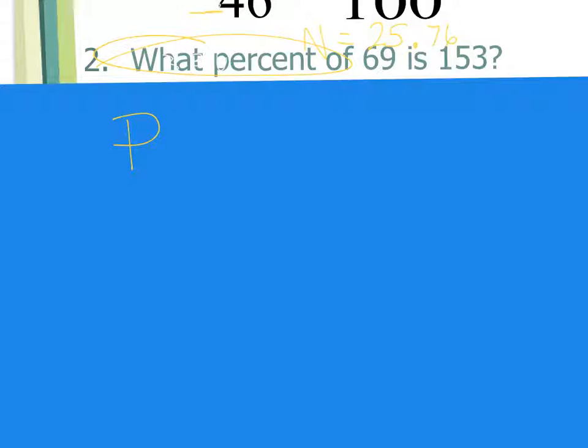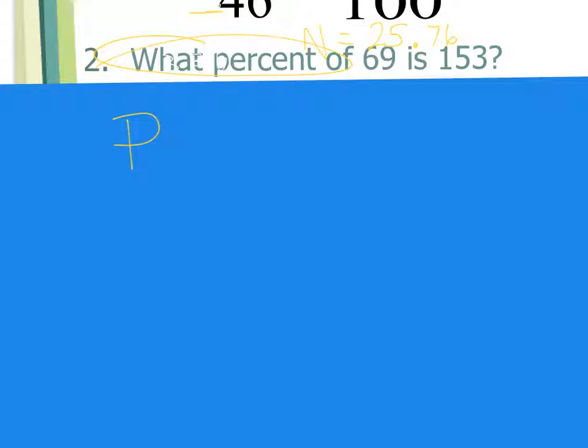If I take a percent of a number and it gives me a bigger number, what do you know about the percent? It's over 100. If I started off with $69 and I took a percent of it and I ended up with $153, I more than doubled my investment. That means I must have been more than 100%. Keep that in mind.